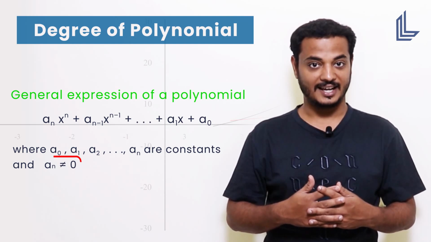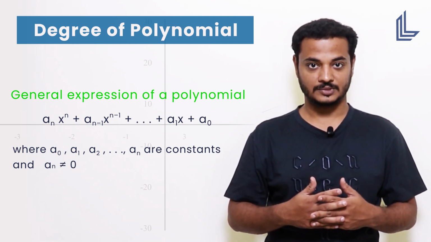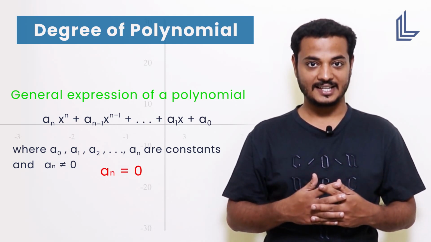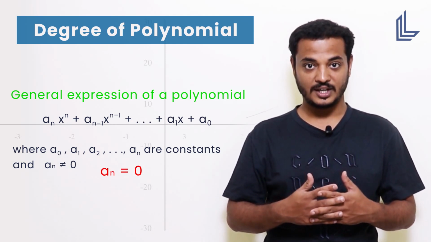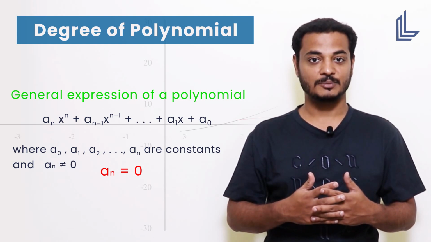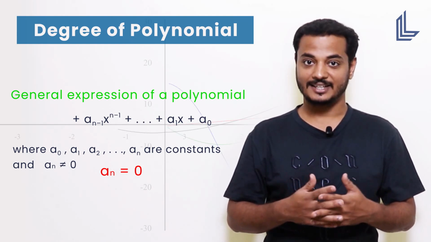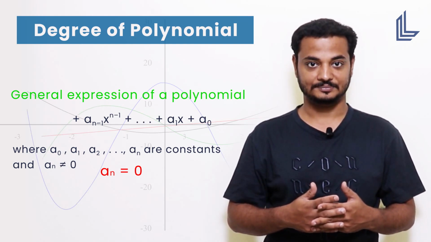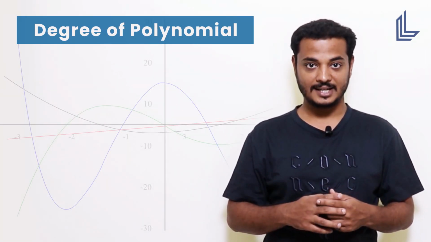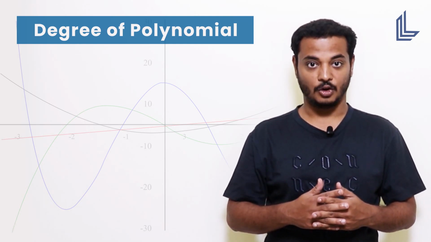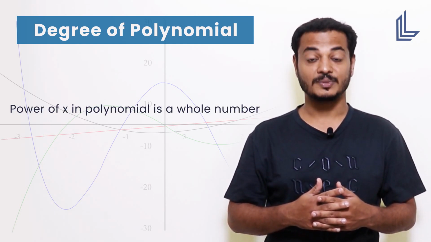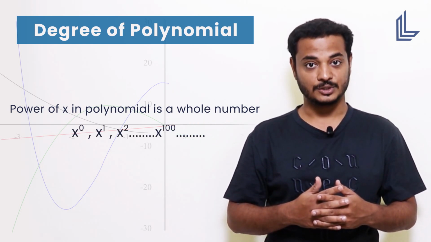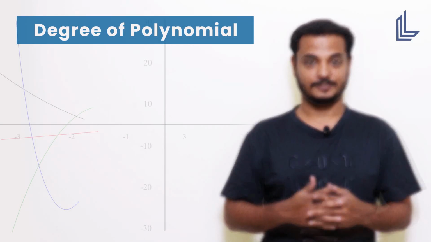Also notice that a_n is not equal to 0. What happens if a_n is equal to 0? You can easily see that if a_n becomes 0, the entire term a_n x to the power n blows off and it will no longer be a polynomial with degree n. Also notice that all these exponents or powers of x have to be whole numbers. That is, it could either take value 0 or any positive integer.